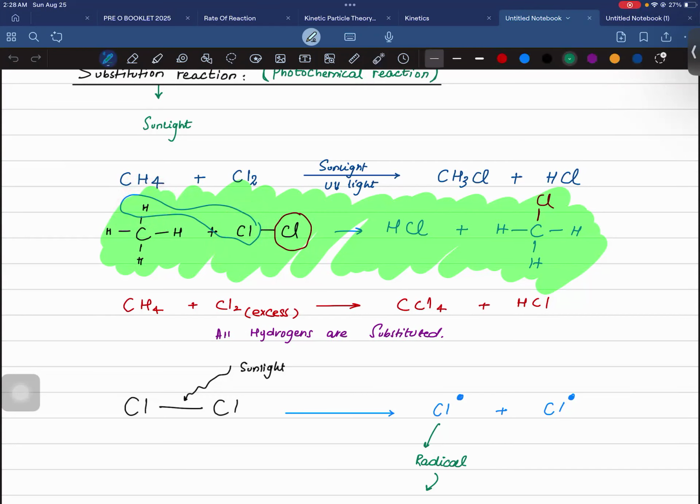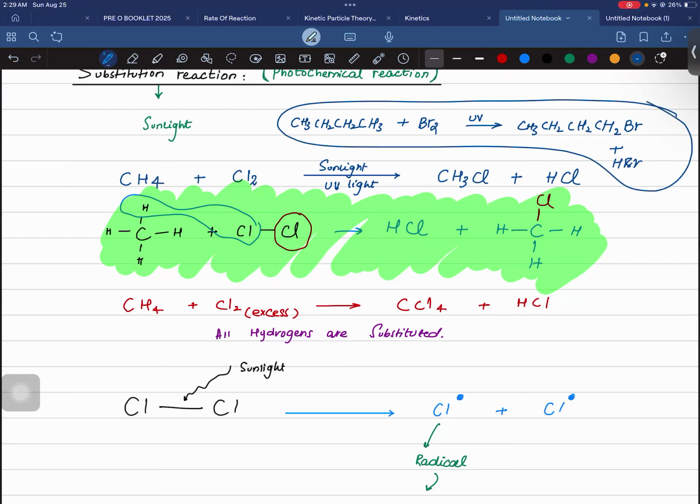Let's suppose they have given you the structure, that is butane, CH3, CH2, CH2, CH3. It reacts with bromine rather than chlorine in the presence of UV light. So remember, there is a substitution reaction that's going to take place. CH3, CH2, then again CH2, then CH3, but I would be writing CH2 because the third hydrogen would be substituted by the bromine, and then plus HBr. This is the substitution reaction that they are going to ask.